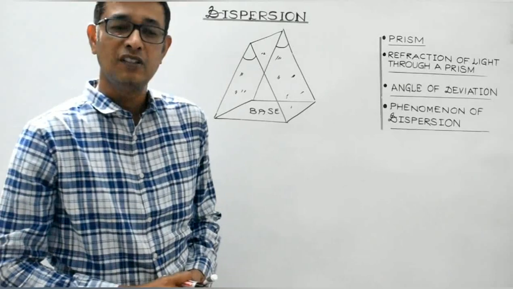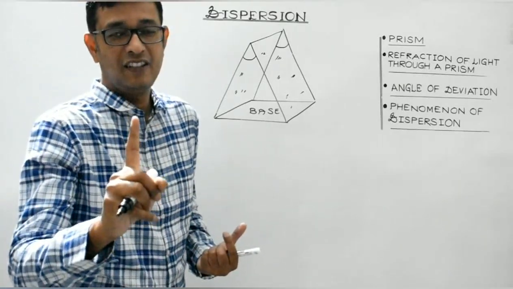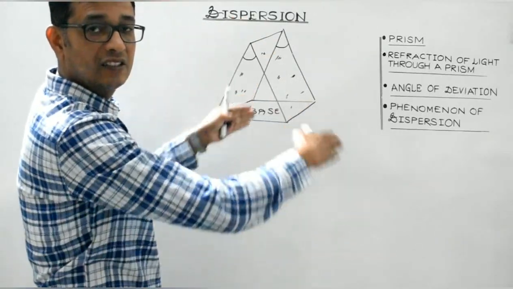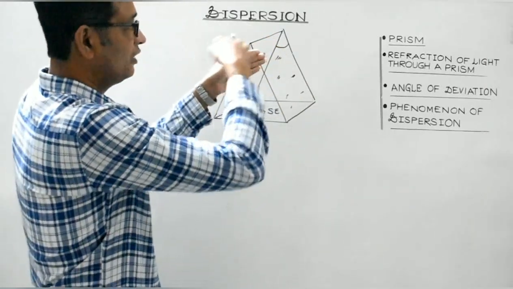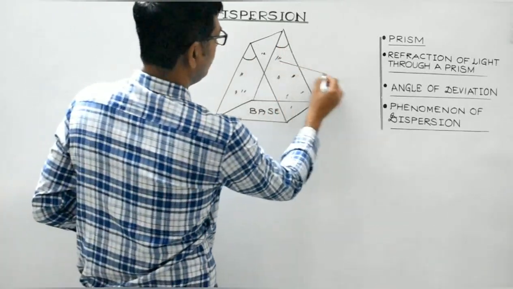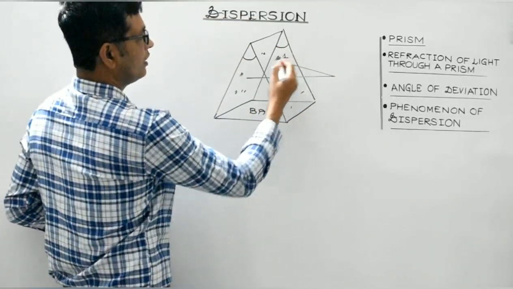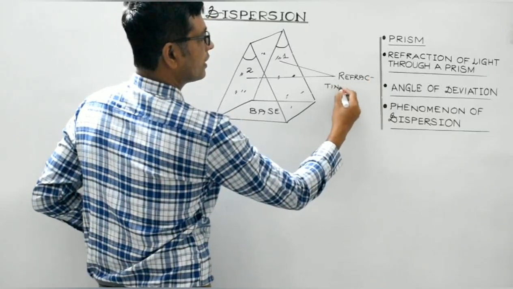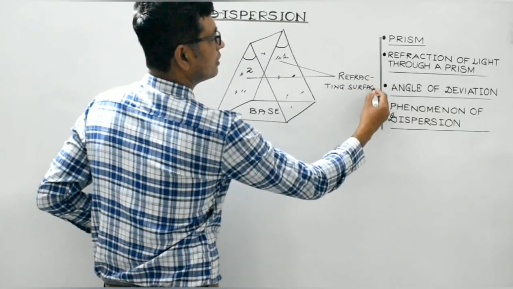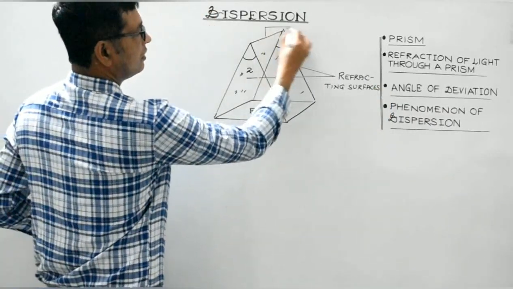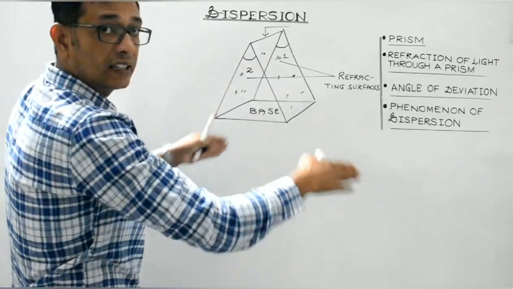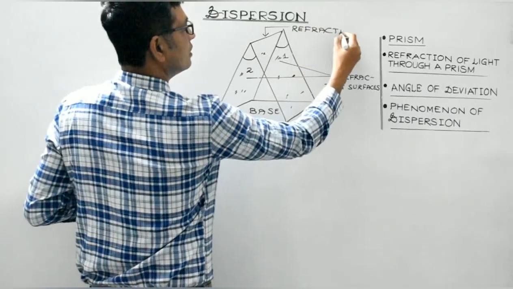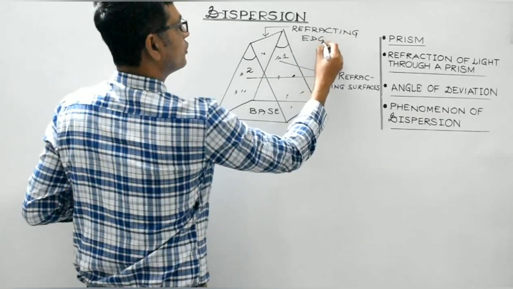So how to define a prism? A prism is a transparent refracting medium which is bounded by two refracting surfaces which meet each other along a straight line known as the refracting edge. So these are the two, one and two. These are the two refracting surfaces. And this straight line along which these two refracting surfaces meet, that is known as a refracting edge.